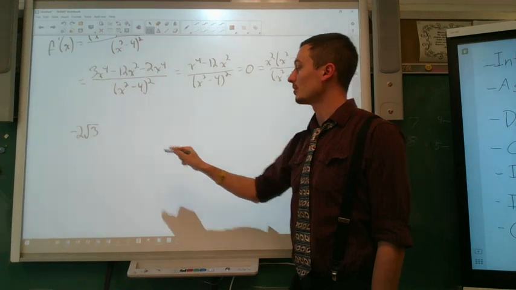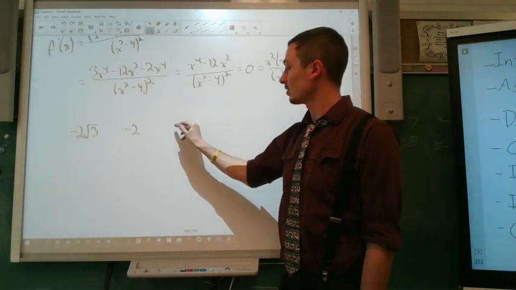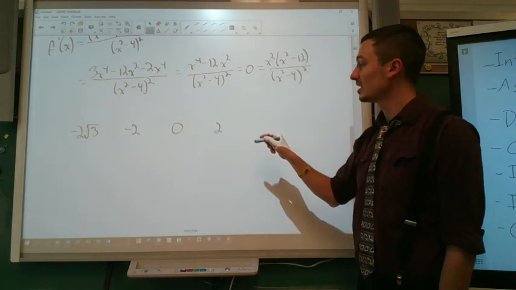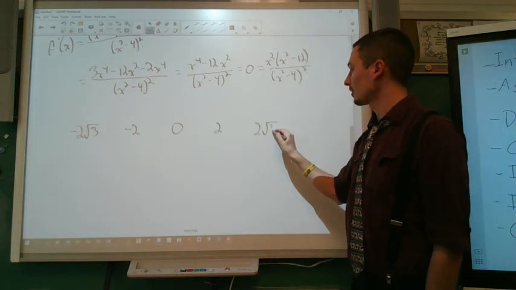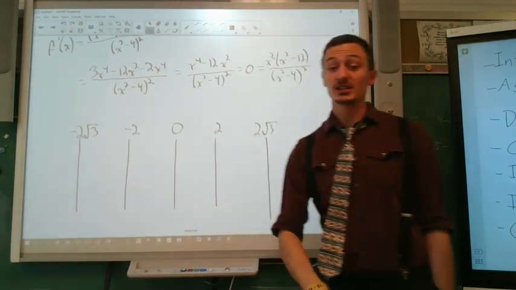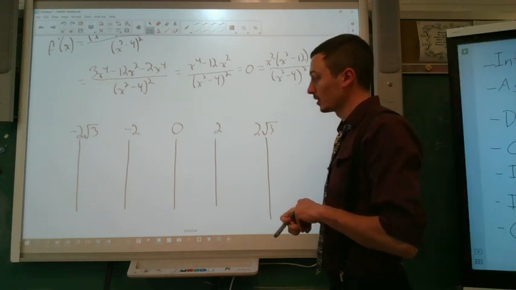We have an asymptote at negative 2. We have a critical point at 0. We have another asymptote at 2, and we have another critical point at positive 2 square roots of 3. So there's a lot of breaks in this one. But we'll take it piece by piece, no rush.